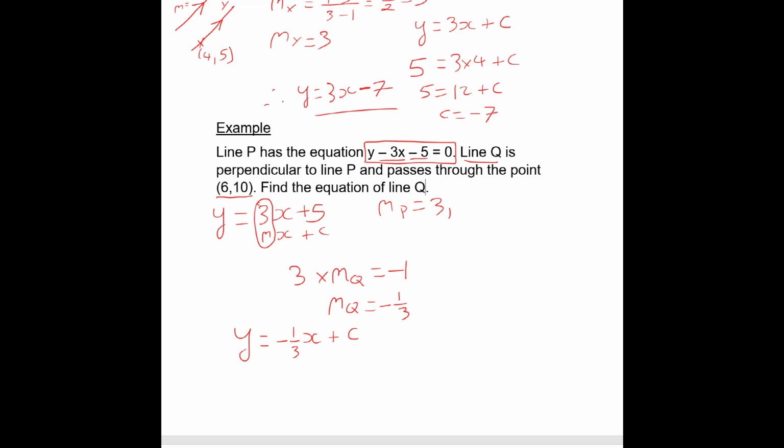I don't know what that's going to be, but I do know that Q passes through (6, 10). So when x is 6, y is 10. So I can say 10 equals -1/3 times 6 plus c, which means that 10 equals -2 plus c. To get c on its own, I would add 2 to both sides. So I can say c equals 12. Therefore, the equation of line Q is y equals -1/3 x plus 12.